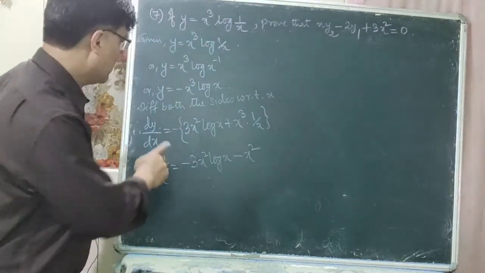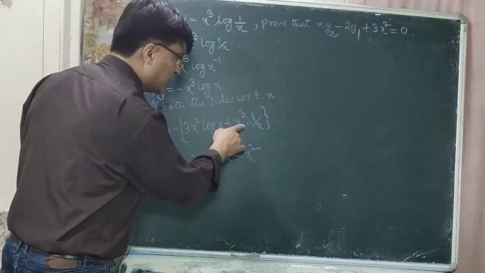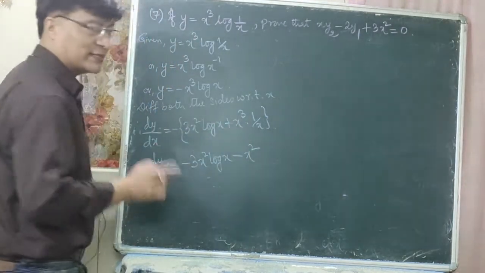Did you understand this one? So minus into plus is minus. You can cancel this x cube by x, it goes x square times.